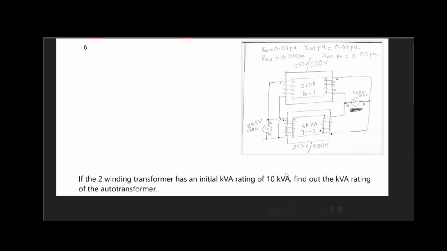So what is the problem here? Although it's a bit hazy, the image quality is not very good, but still we can understand this. If you are not clear, then you can go back to that form and get a clear image from there. Like here, what is written is that RA some value is given, then we have X1 PU and RE2 and XE2.